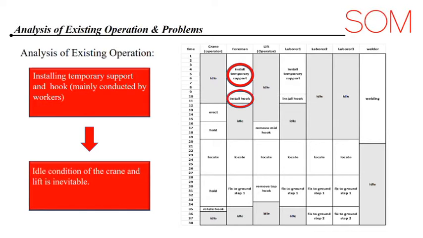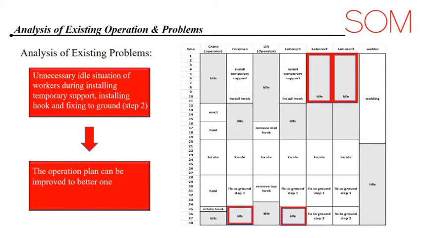Similarly, some of the activities are mainly conducted and dominated by workers, which means during these activities, idling of crane and lift are inevitable, because there is only 1 wall panel available at a time on the construction site. But the good news is, we did find out some workers idling which can be avoided and improved. And based on all these 3 cognitions above, we will generate our improvement proposals.